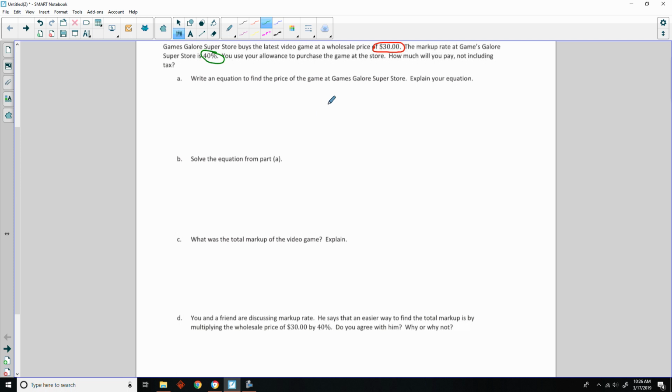Everybody's in business to make money, and there are also expenses in business such as rent and utilities and taxes. So they need to make money.